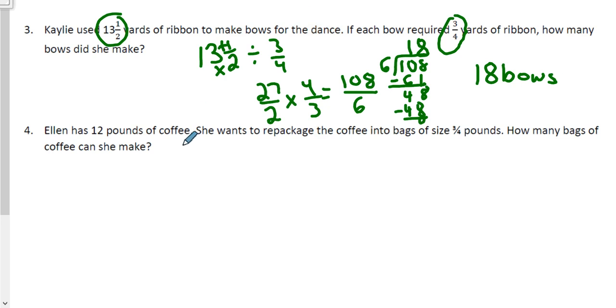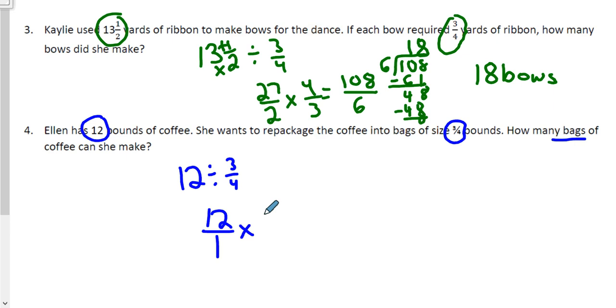Number 4, Ellen has 12 pounds of coffee. She wants to repackage some in sizes of 3/4 of a pound. How many bags of coffee can she make? So 12 divided by 3/4. So once again, to change a whole number into a fraction, you simply put a 1 under it. So it's 12 over 1. Opposite of division is multiplication. Reciprocal is 4/3. So 12 times 4 is 48 over 3.